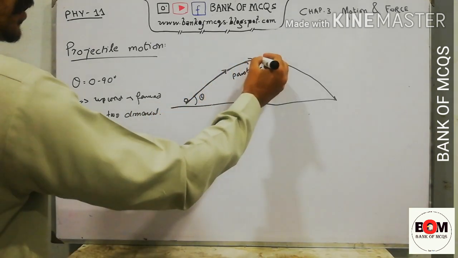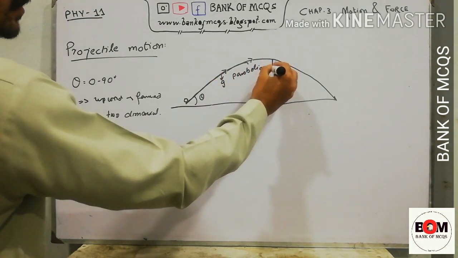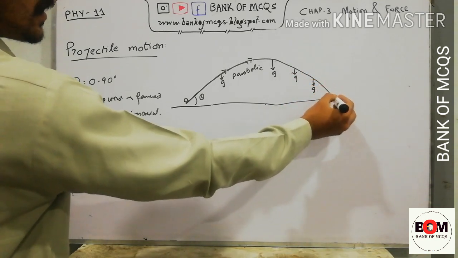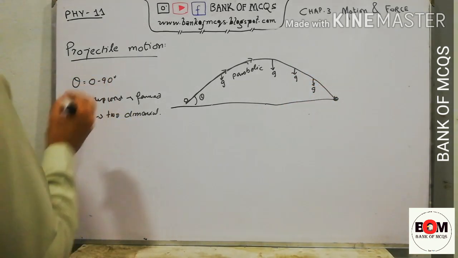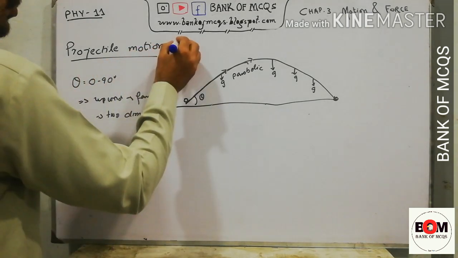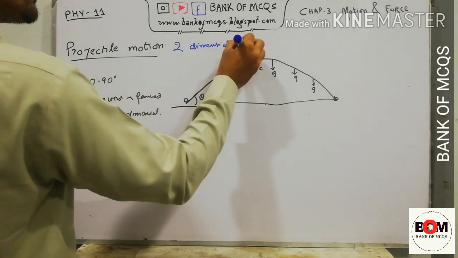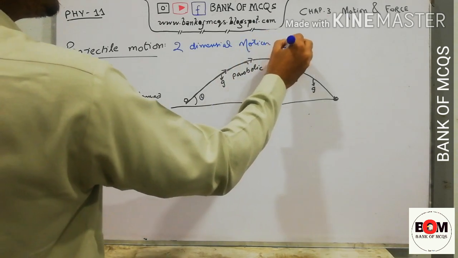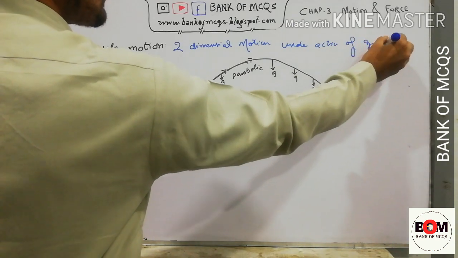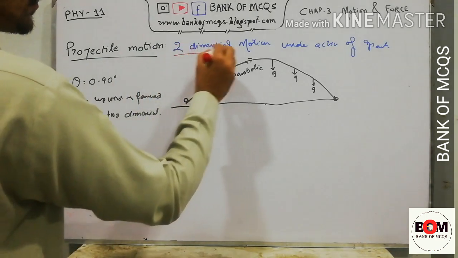As the ball was moving upward, at each point the force of gravity acts on it downward, so due to the gravity the ball moves downward and at the last it reaches our surface. So the projectile motion is two dimensional motion under the action of gravity. So the points to remember: it is two dimensional motion.